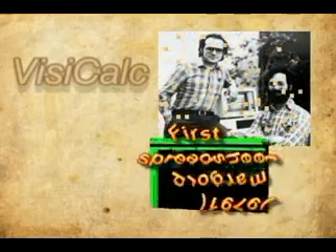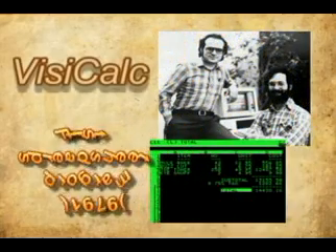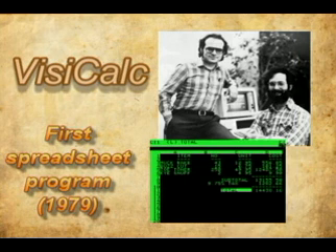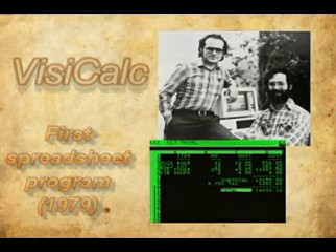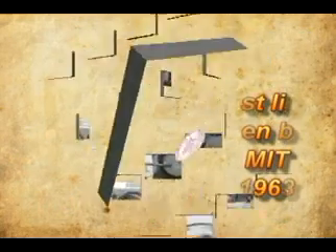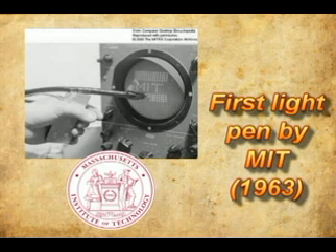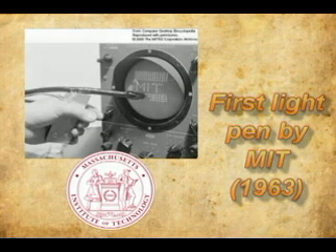In 1979, VisiCalc developed the first spreadsheet program and WordStar released their first word processing package, which revolutionized our work environment and business world. In 1963, we noticed the arrival of the first light pen by MIT. This innovation might have been the beginning of modern computer graphics.